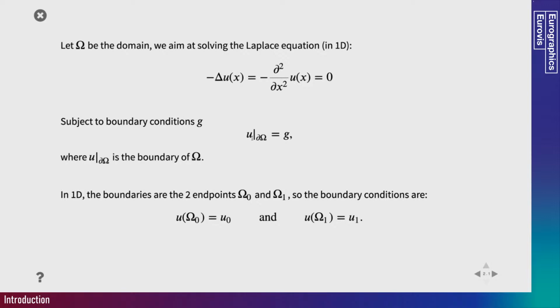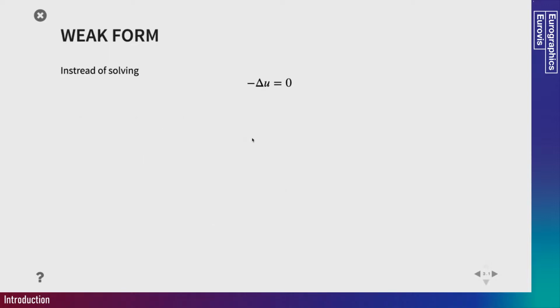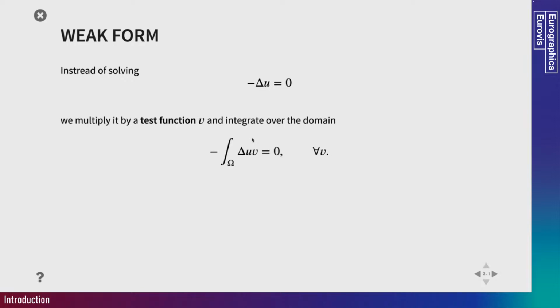Now in finite element, instead of directly solving this Laplacian of u equals 0, which is a complicated problem, we have an unknown, which is a function, and we have only one equation. The idea is to multiply this equation left and right with some test function v, and then take the integral. This different form is called the weak form of the original PDE.